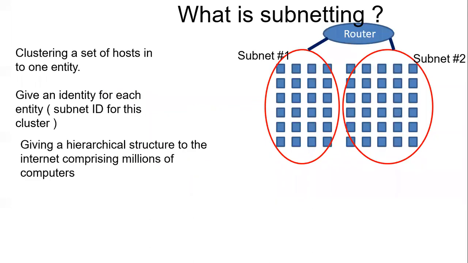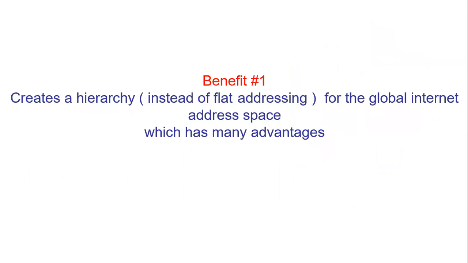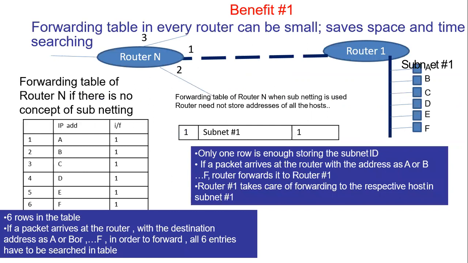Basically, a subnet is a cluster of hosts, so that proper communication can be handled only within that group, and it helps in routing the information properly. This helps in creating a hierarchy of networks instead of just having a flat addressing mode. We'll see that advantage with the example of a forwarding table.